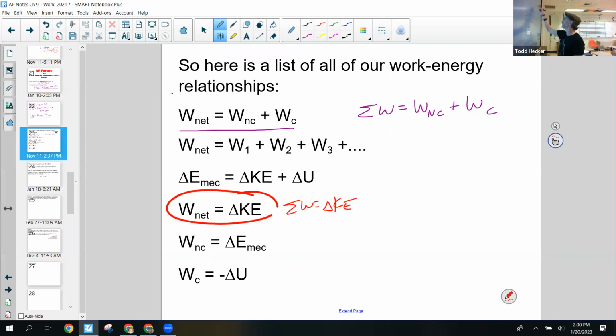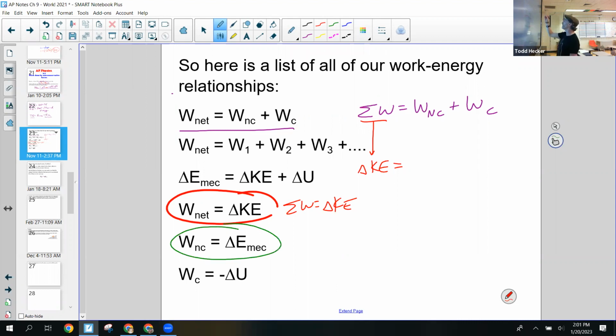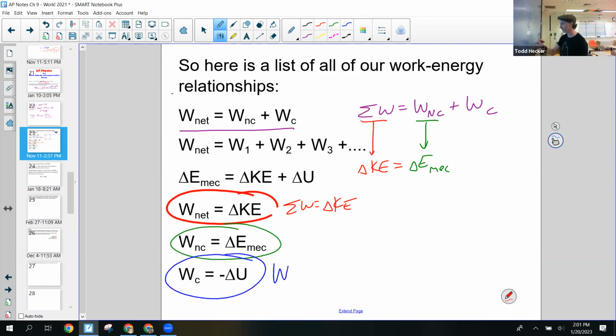I'm going to substitute each of these. So this becomes change in kinetic energy equals, well, the work done by non-conservative forces is our change in mechanical energy, formerly total energy. And then the work done by conservative forces, remember, is the opposite of our change in potential energy. That's what the U means, potential energy. So this is minus the change in potential energy.